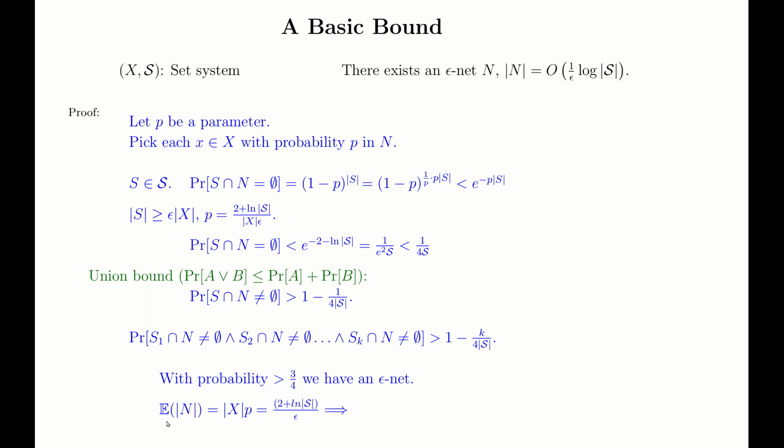We are not completely done yet. We need to look at the size of the epsilon-net. The expected size of the epsilon-net is this much. This is because each element of X is sampled with probability P. By plugging in the values, we get that the expected size is this much. This means with probability at least 3/4, we're not going to have too many elements in our sample. In other words, the number of elements in our sample will be at most some linear factor times this value, which is exactly as we claimed.